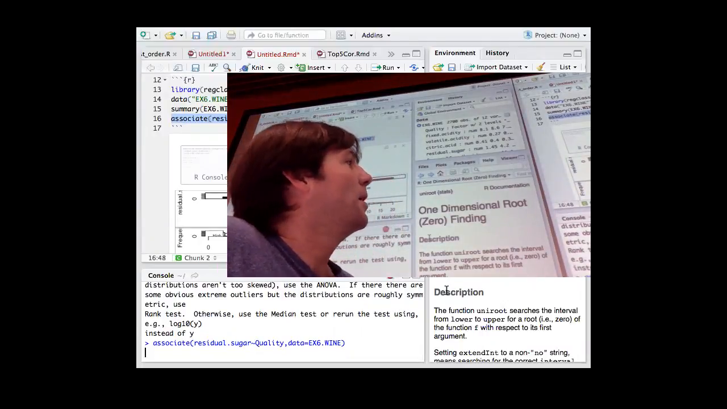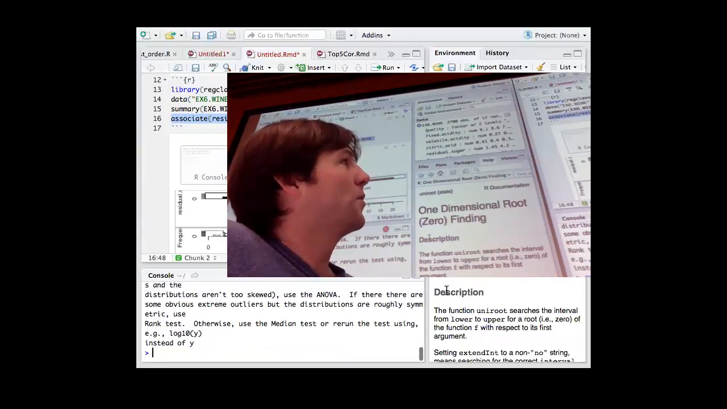We might get a plot error. If you get a plot error, it's because your margins aren't wide enough. It's trying to build a plot in something it can't build. I want to build this over here. That should bring up the plots.